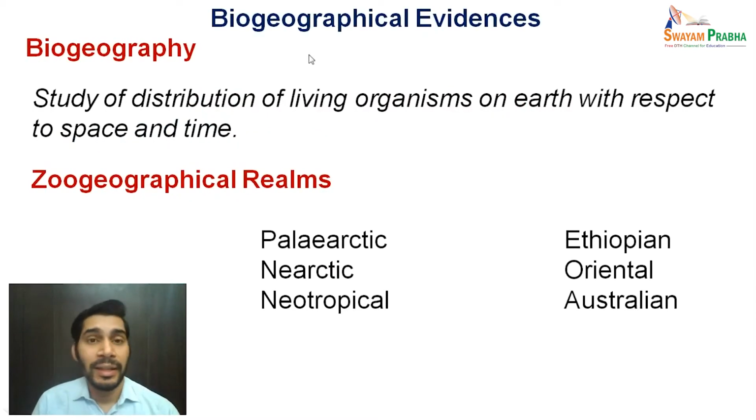Starting with the understanding of what we mean by biogeography. Biogeography is the study of distribution of living organisms on Earth with respect to space and time. Now, the whole Earth, from the point of view of living organisms, particularly the animals, has been divided into 6 realms, which are called Palearctic, Nearctic, Neotropical, Ethiopian, Oriental, and Australian.